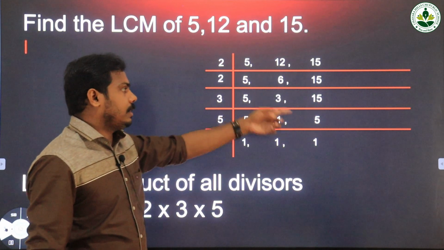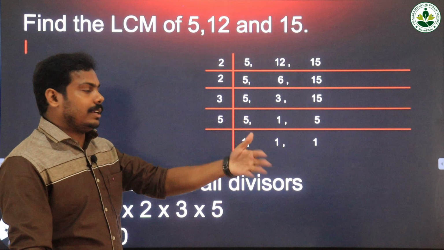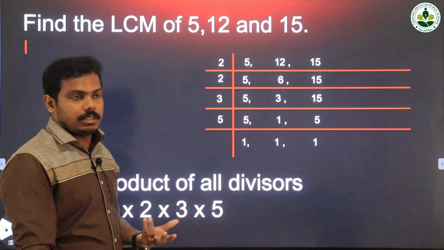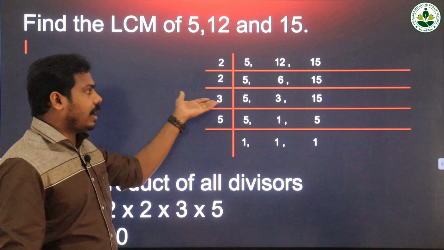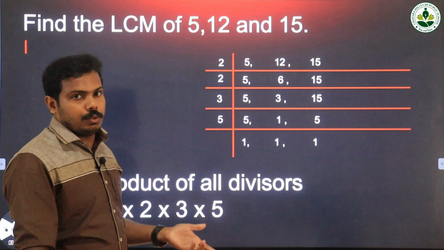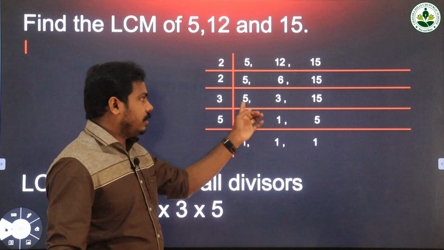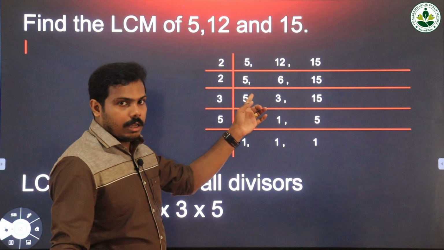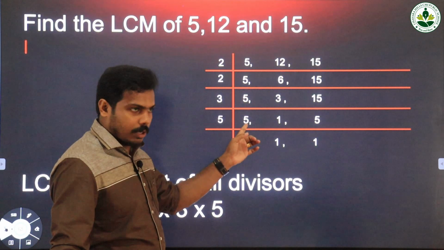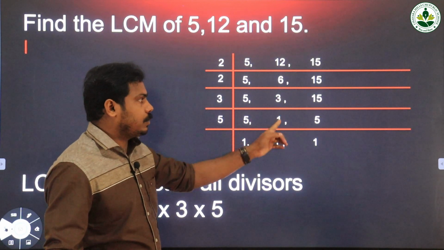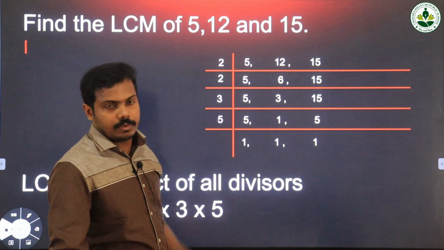Now we have 5, 3 and 15. Then we divide these numbers with the next prime. Here we can't divide these 3 numbers with 2, so we move to the next prime number, that is 3. We can't divide 5 with 3, so we just bring it down. Then 3 divided by 3 is 1, and 15 by 3 is 5.